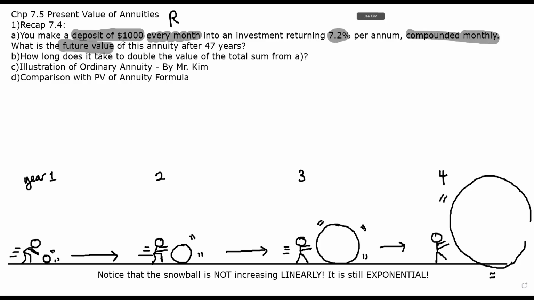And I specifically use the word future value in this question because today we're talking about present value. Okay, what is the future value or final amount of this annuity after 47 years? Because again, I'm assuming you're either 17 or 18 and you're going to retire at 65. So, what is my future value? My recurring is 1,000. My rate is 0.072. My compounding period is 12, and my time is going to be 47.